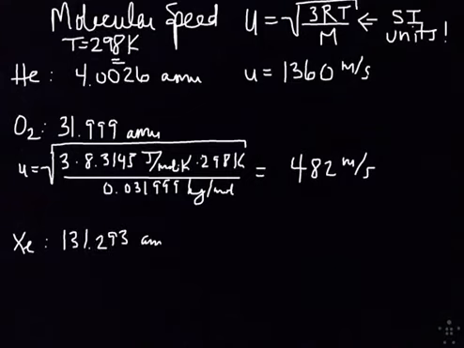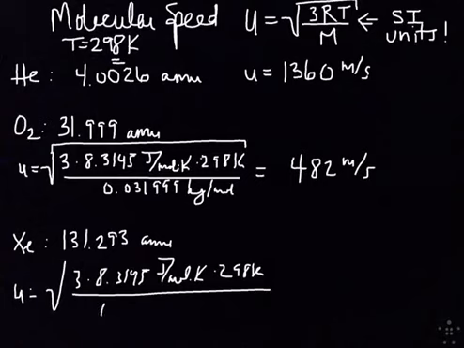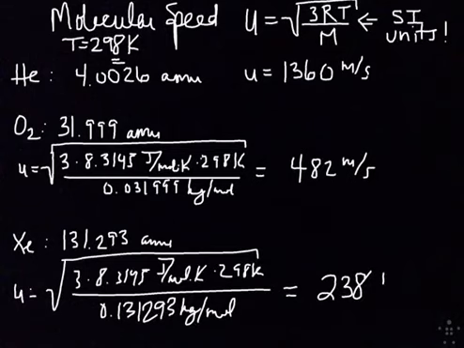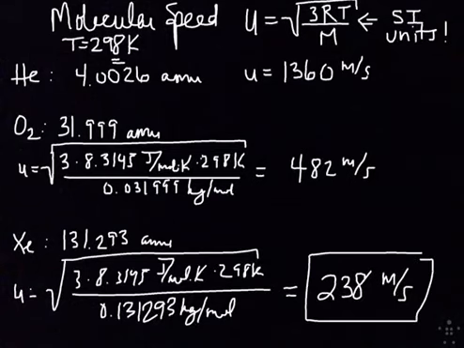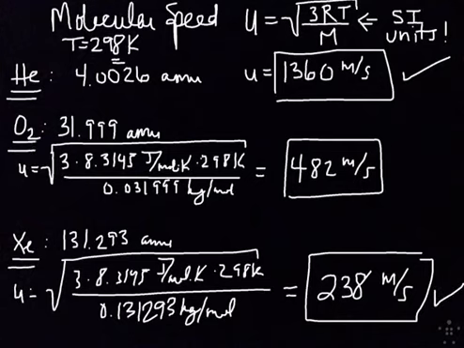And xenon has a mass of 131.293 AMU. So its speed is going to be 3 times our 8.3145 joules per mole Kelvin times 298 Kelvin divided by our 0.131293 kilograms per mole, molar mass, which comes out to be 238 meters per second. So let's check that this makes sense. We've got our lightest species, helium, going the fastest, our heaviest, xenon, going the slowest, and our medium one in the middle. So that does make sense.